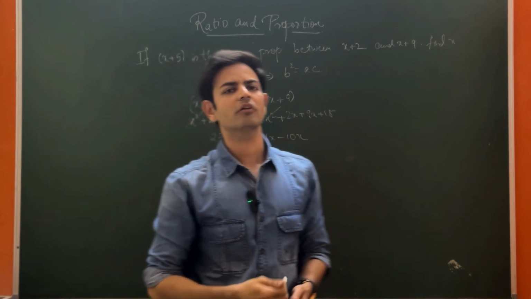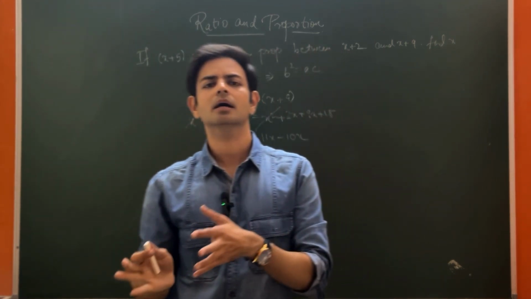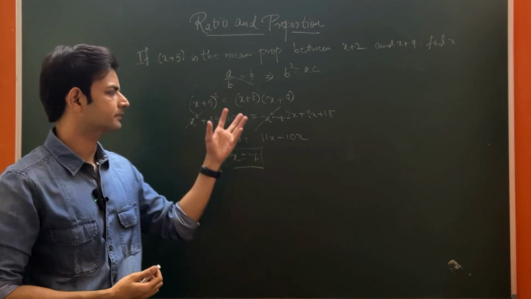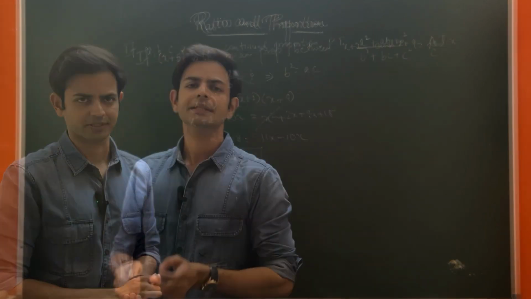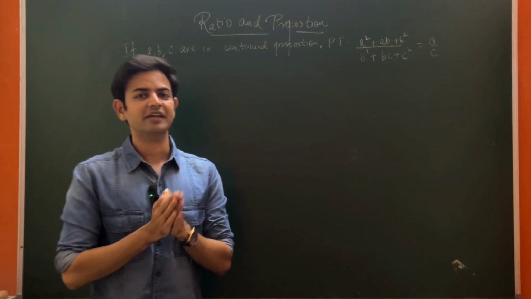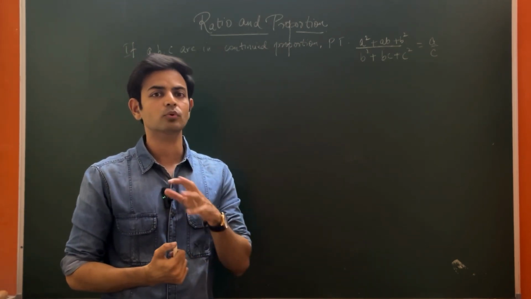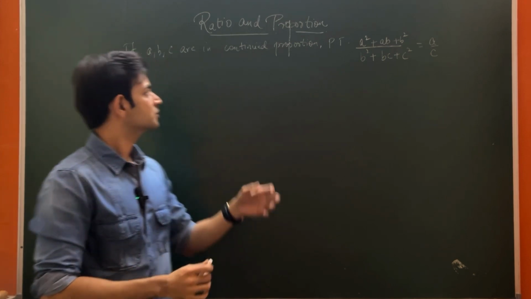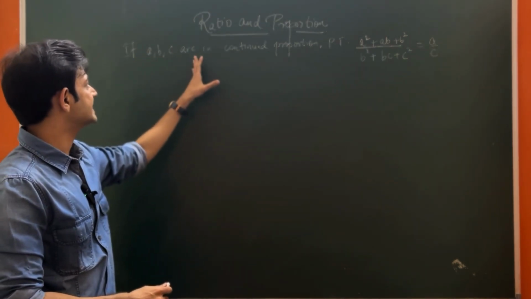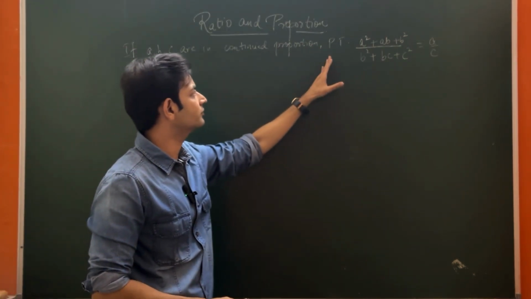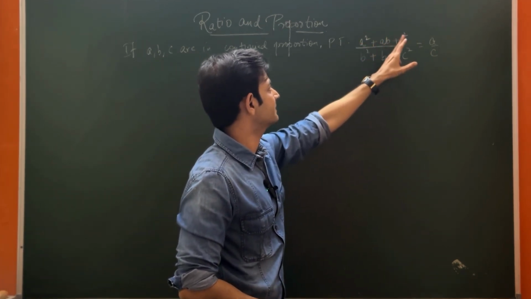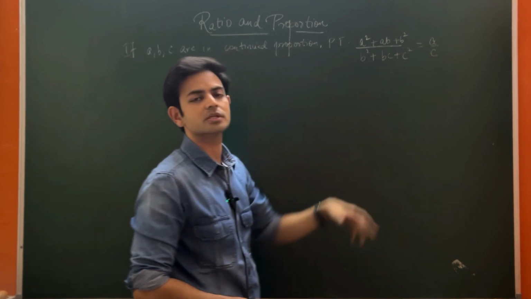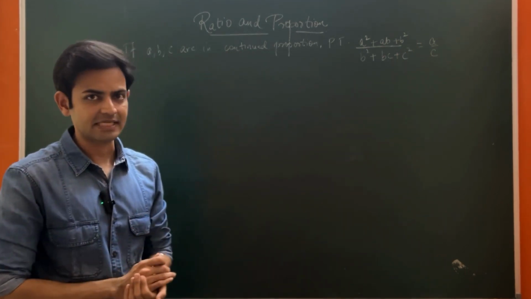This is how you can solve more questions based on the mean proportional, continued proportion, normal proportion, third proportional and the fourth proportional. Now let us take a very probable and very important type of question, which is a prove that question based on proportions. So the question is, if A, B and C are in continued proportion, prove that A square plus AB plus B square upon B square plus BC plus C square is equal to A upon C.